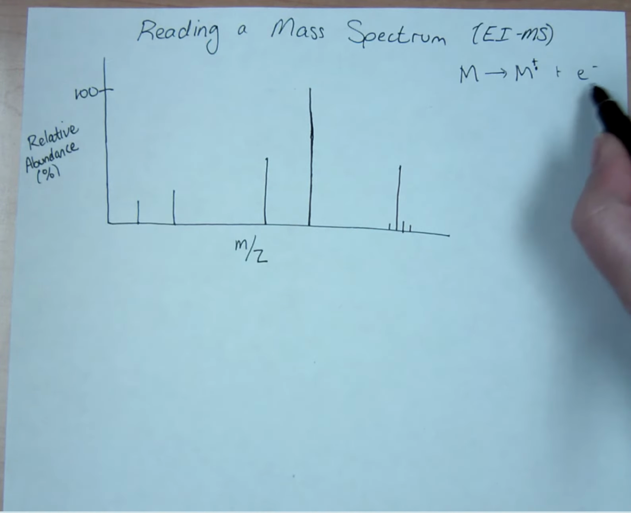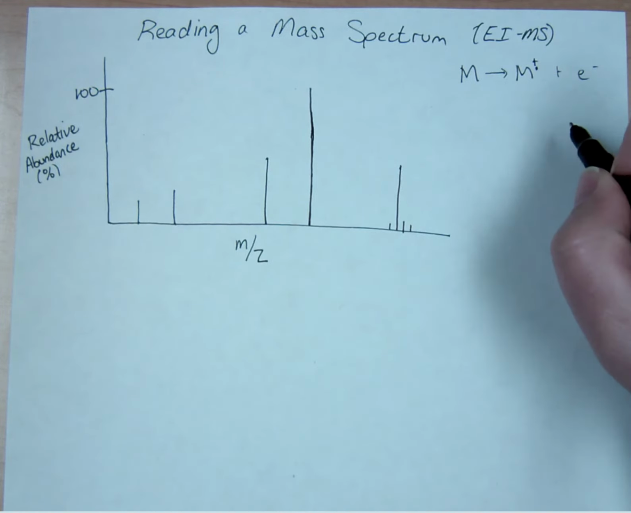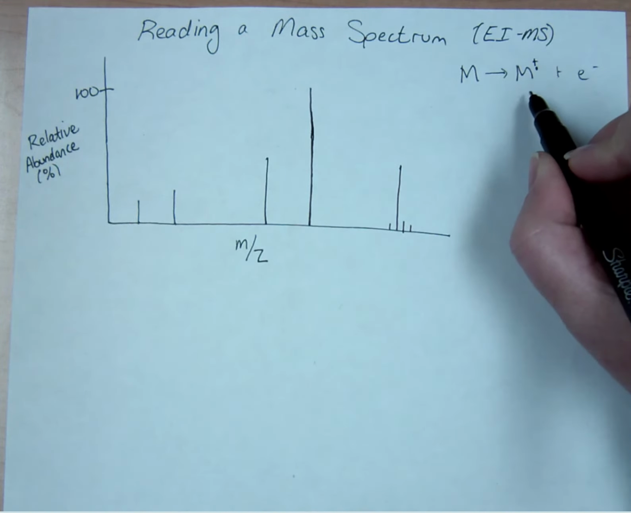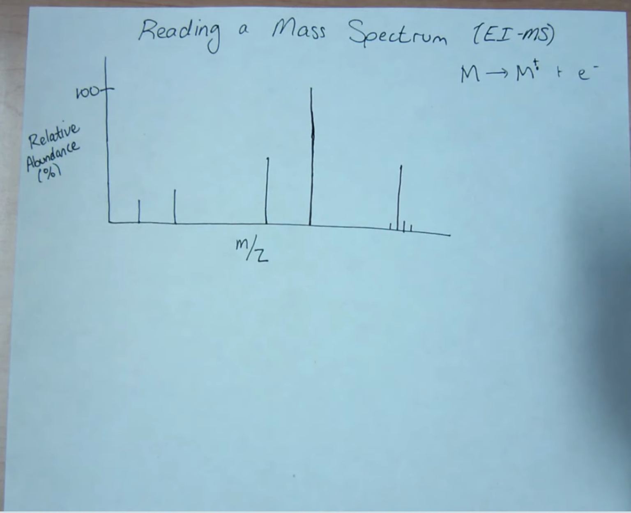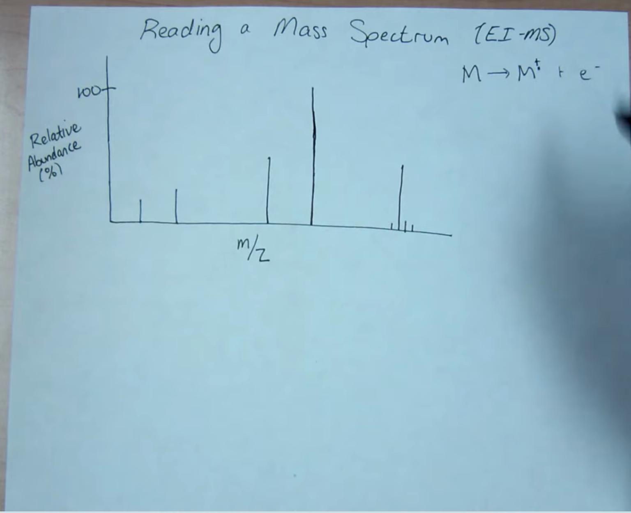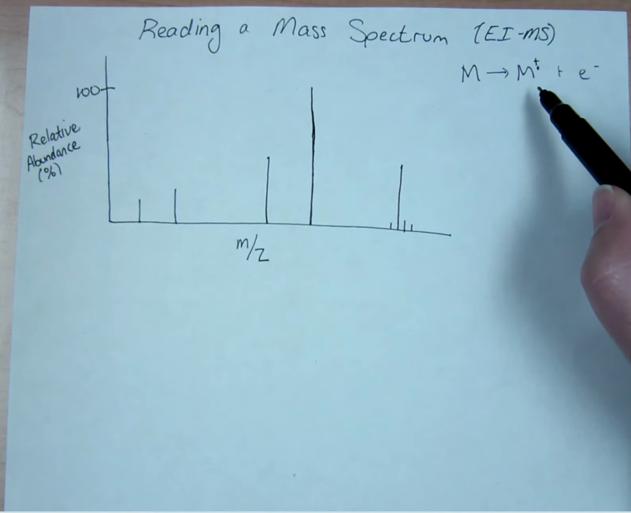So we're going to ignore this electron. We will not see an electron peak in this spectrum. But what we are going to look for is our molecular ion. Now, to determine the molecular ion, this M dot plus, we're typically going to look for the highest mass to charge ratio in the spectrum.